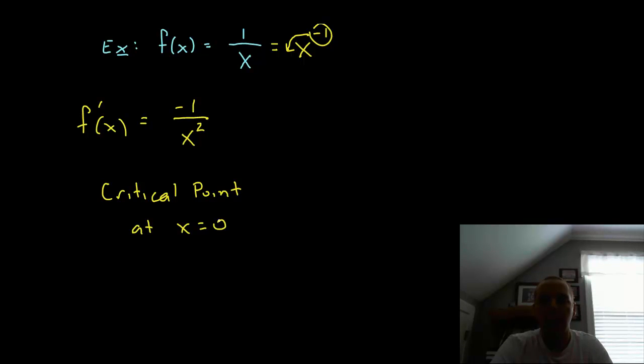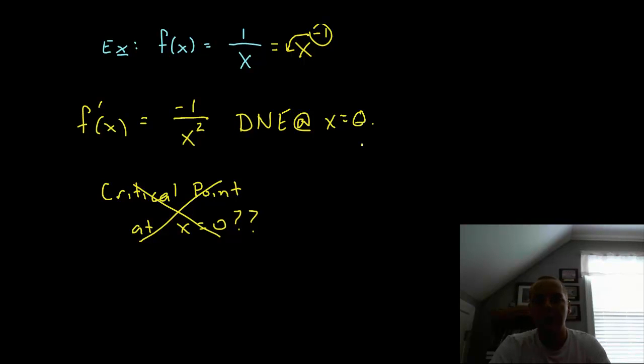So maybe we have a critical point at x equals 0. It turns out we actually don't. Now this is a little tricky. Think about why this would be the case. Why do we not have a critical point at 0? Because it certainly does make the derivative undefined. The derivative does not exist at x equals 0. Here's the answer. The original function was not defined at 0.